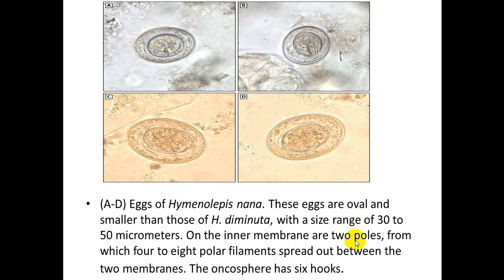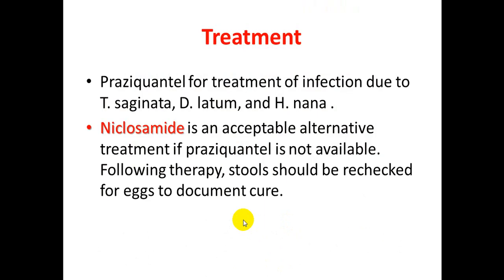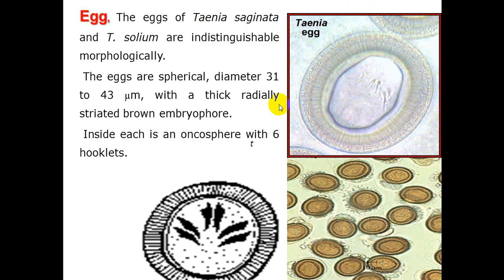On the inner membrane are 2 balls, from which 4 to 8 filaments spread out between the 2 membranes, and it has 6 scoliosis. Treatment: praziquantel is the treatment of choice for Taenia saginata, Diphyllobothrium latum, and H. nana. Niclosamide is an acceptable alternative for praziquantel. If praziquantel is not available, following therapy, stool should be rechecked for eggs to assess cure.